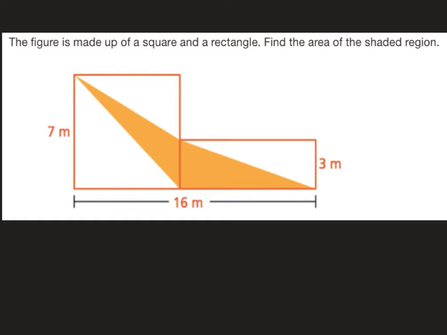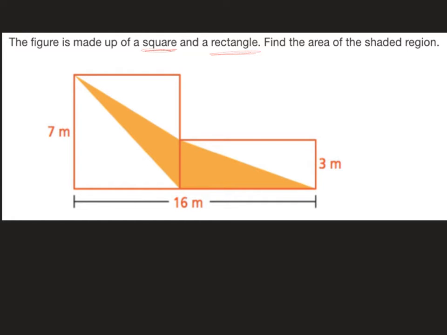Okay, guys, we're going to talk about these two problems because I recognize they are fairly difficult. Okay, so this first one says the figure is made up of a square and a rectangle. Find the area of only the shaded region.